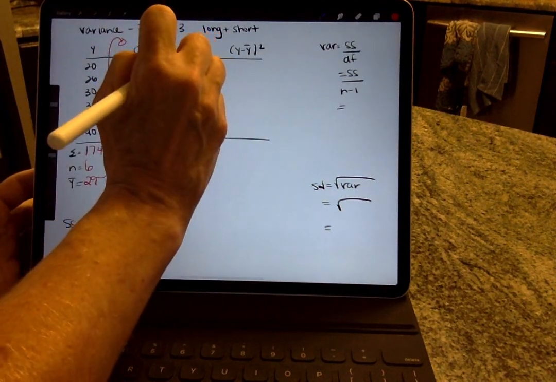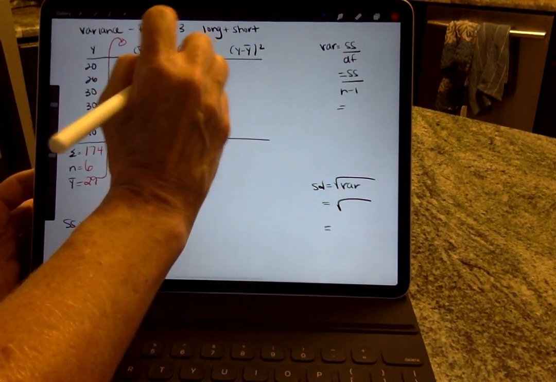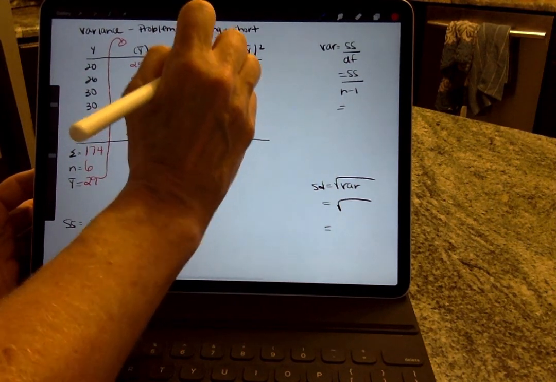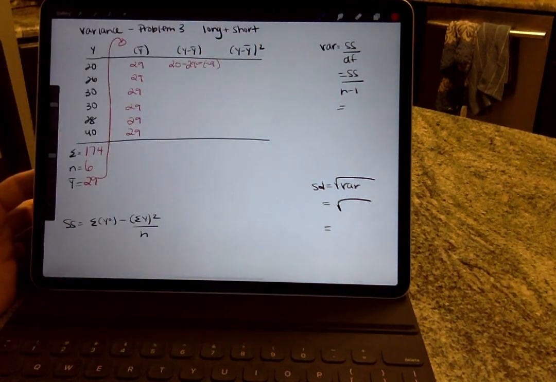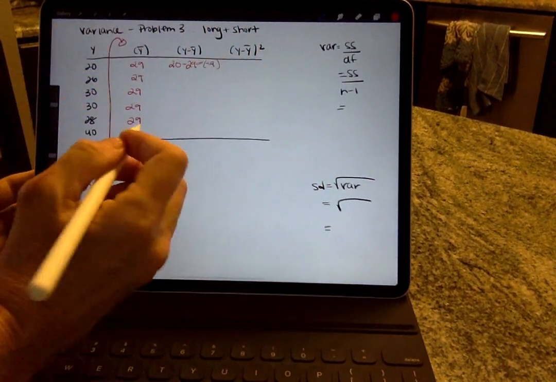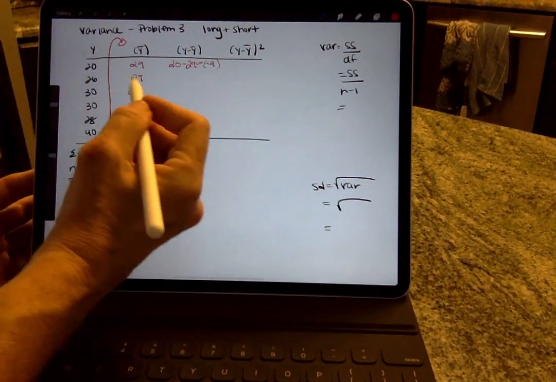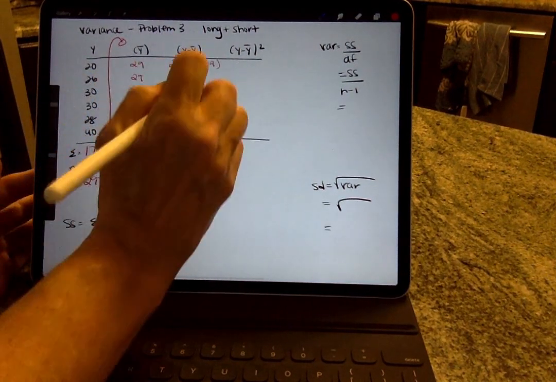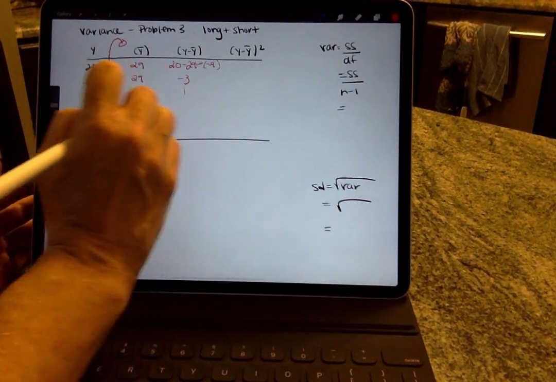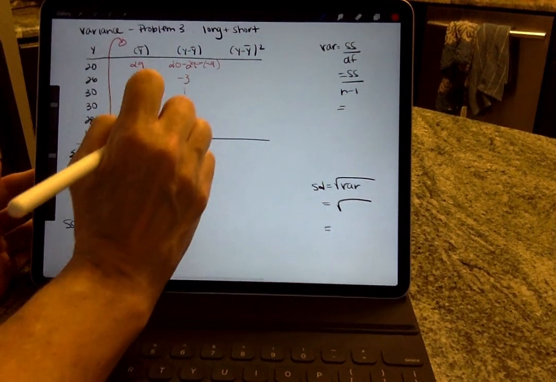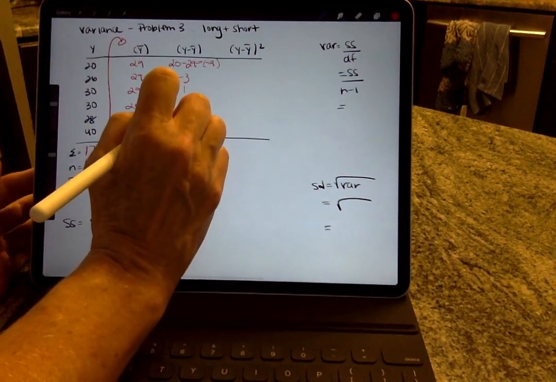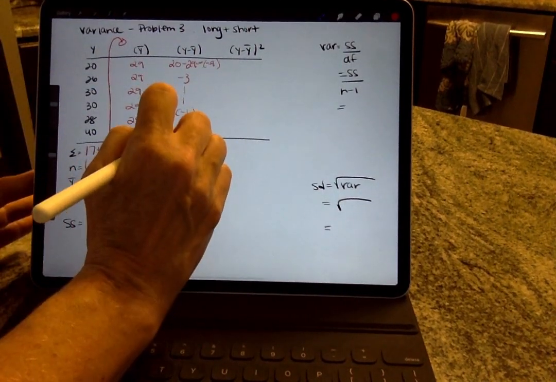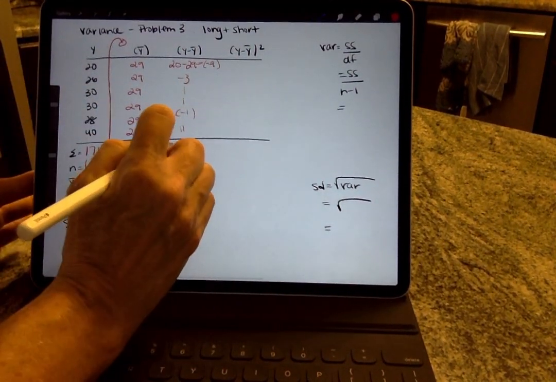So I'm going to fill out the work on this first line. 20 minus 29 is -9. I'm not going to fill out the work for the rest, but I am going to walk you through it. So 26 minus 29 is -3. 30 minus 29 is +1. 30 minus 29 is +1. 28 minus 29 is -1. And 40 minus 29 is 11.